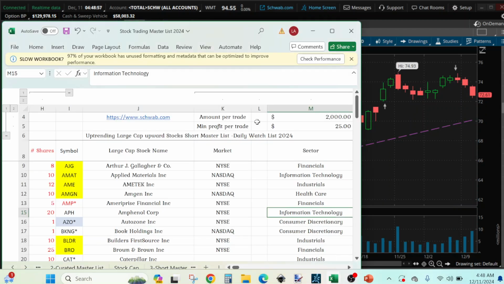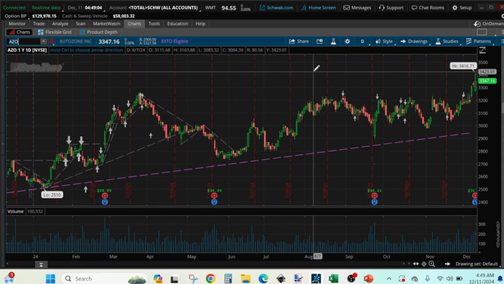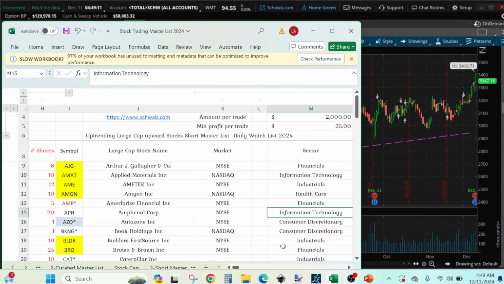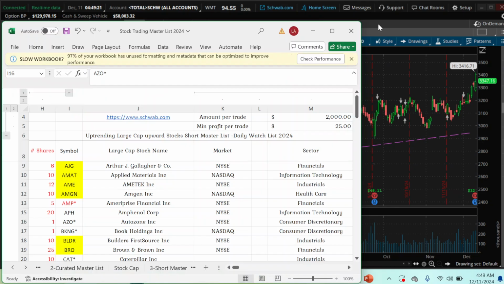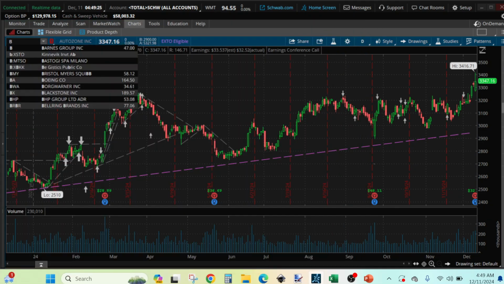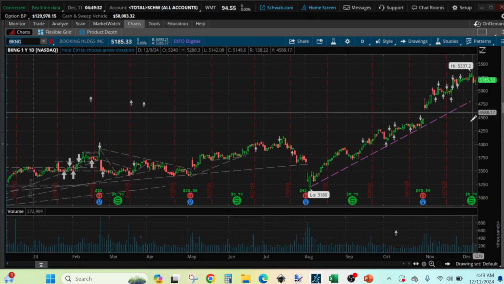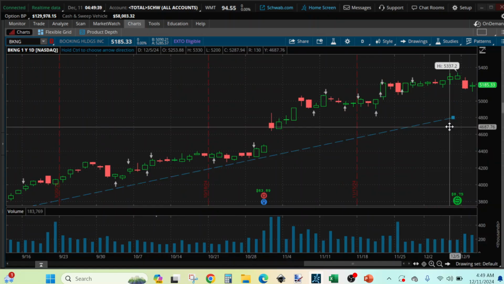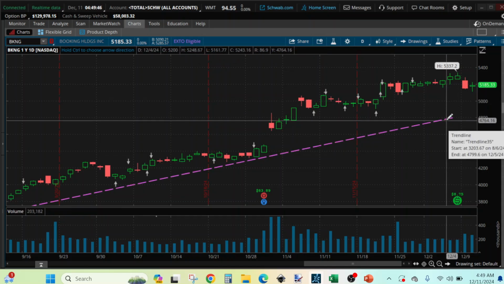The next one is AZO. So AZO still going up. The next one, let me take that gray color out of there. BKNG. BKNG, and those stocks that we have on our swing trading watch list, we selected them by sector as well to see if you'll be able to represent all the sectors. Now all the industries, all the sectors and all the industries now put in our watch list.